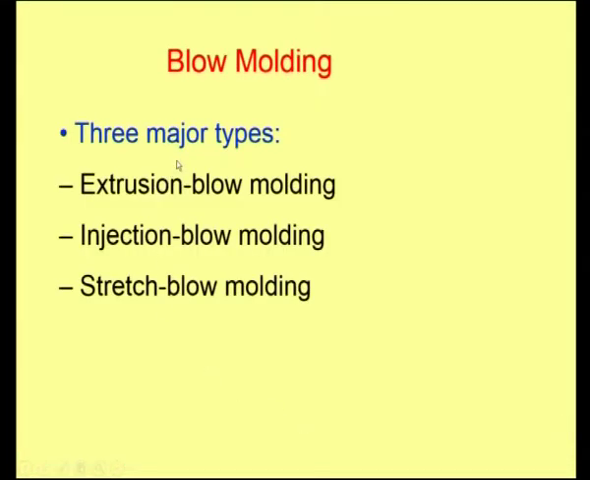Now, there are three major types of blow molding. One is extrusion blow molding, another is injection blow molding, and the third is stretch blow molding. In all these, the basic process is the same, but either we go for an extruder or we go for an injection molding machine. That is what is going to change.